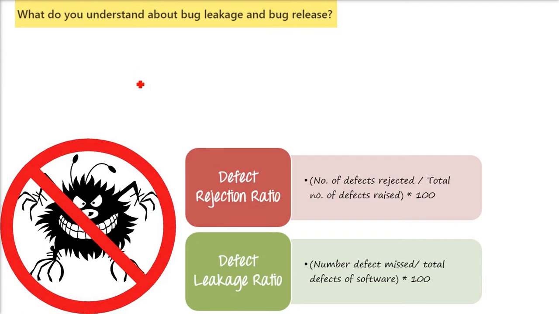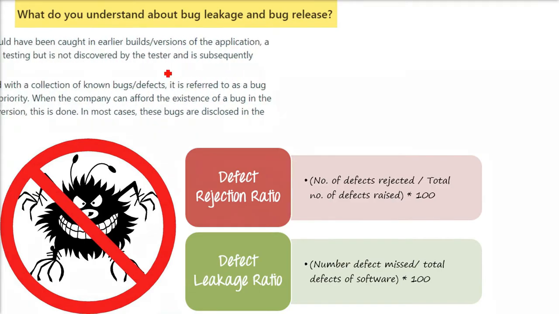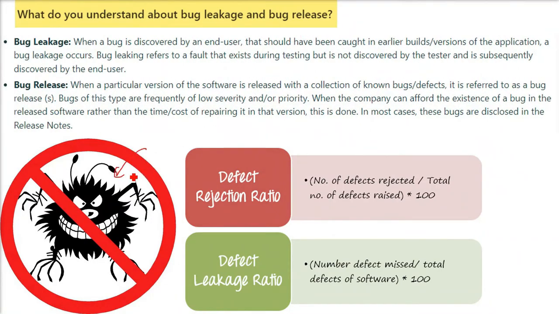What do you understand by bug leakage and bug release? A bug is a problem. When testing is done, bugs will come. So what is bug leakage? When a bug is discovered by the end user, the stakeholder or the customer, which should have been caught in the earlier builds or versions of the application, a bug leakage occurs. That is, the bug you haven't found out, the customer has found out. You could have found it, but he has found it. So a bug has leaked from your end to the user end.